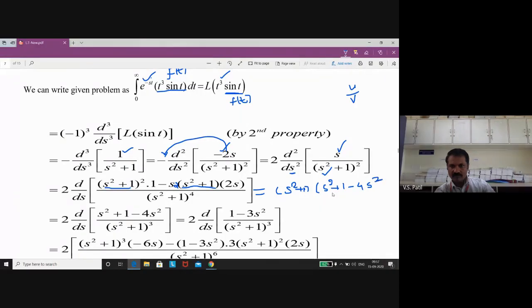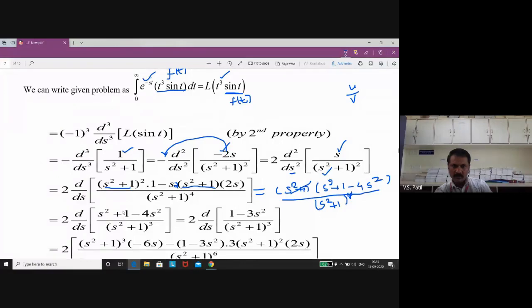4s square, minus 4s square, divided by what will you get there? You will get s square plus 1 raised to 4. It is raised to 4, I am sorry, it is written below here. So what happens? The s square plus 1 cancels. So finally, in this step you will get 2 times d by ds of s square plus 1, minus 4s square divided by s square plus 1 whole cube.